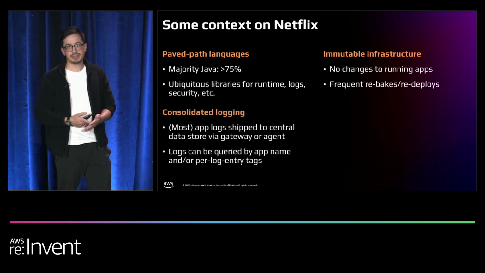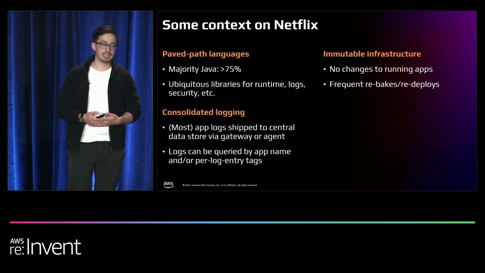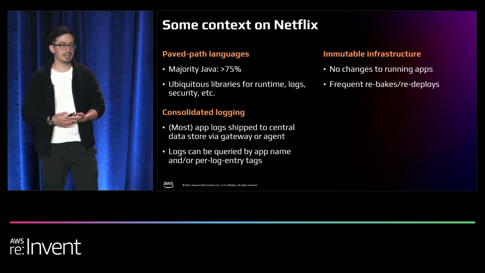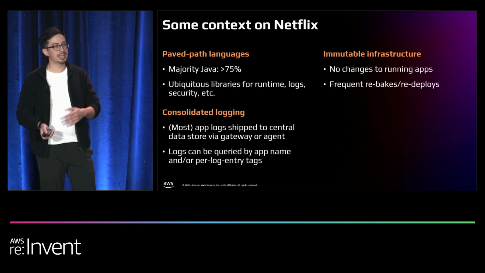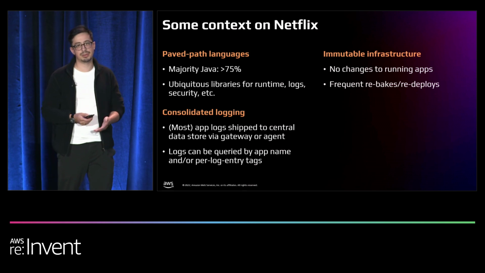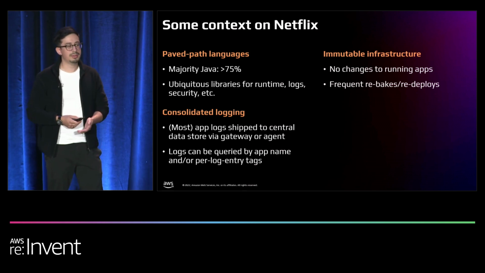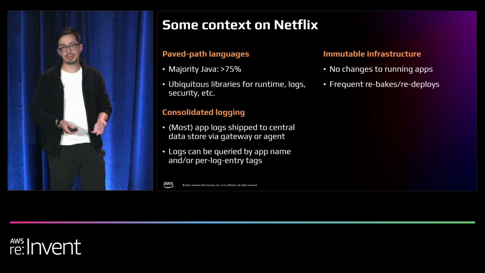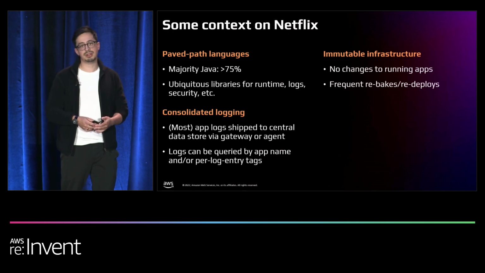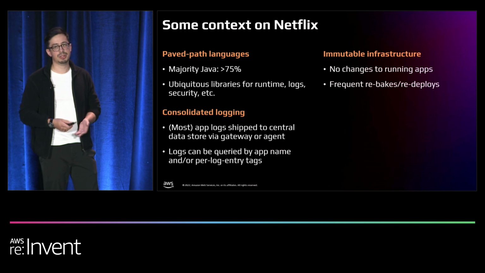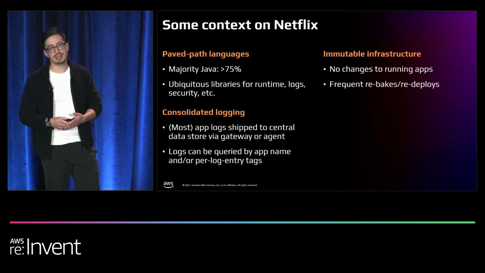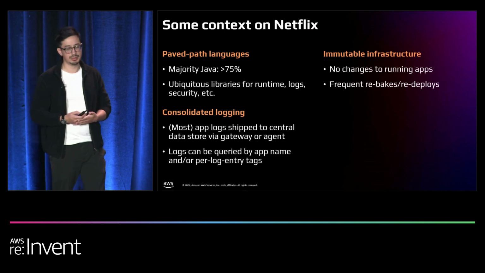We also have a concept of consolidated logging, which will come into play later. So most application logs get shipped to a central data store, and we can slice and dice these in a few ways. We can do application name, we can do some metadata tags, that sort of thing. But typically, if you're an application owner, you're not really worried about how your logs are getting aggregated or sent along. We take care of that for app owners, which also gives us a very nice funnel to collect some of this data, and we'll talk a lot about that in a little bit.